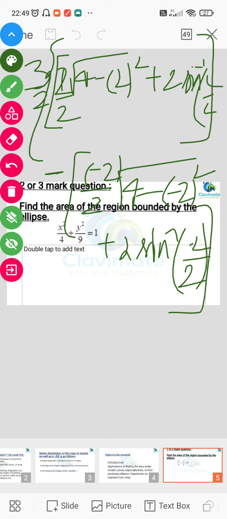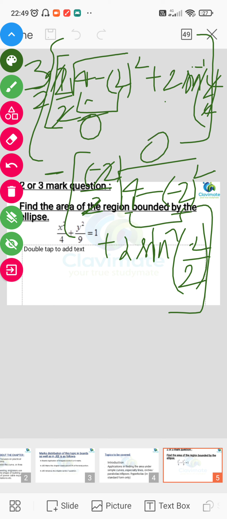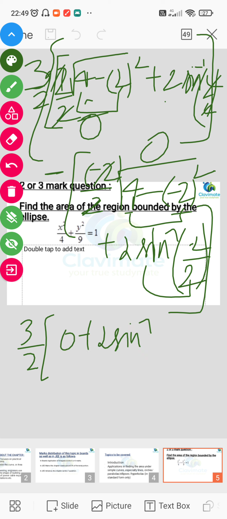So I have put the upper limit and the lower limit. Now let's solve this. This will be 1, and what I get here is 4 minus 4, which is 0, and it is 2 sine inverse 2 by 2, which is 2 sine inverse 1, right? And here I got minus 1, and 4 minus 4 is 0. So this term is 0, this term is 0, and it is 2 sine inverse minus 1. So I get 3 by 2 times 0 plus 2 sine inverse 1 minus 0 minus 2 sine inverse minus 1, right?